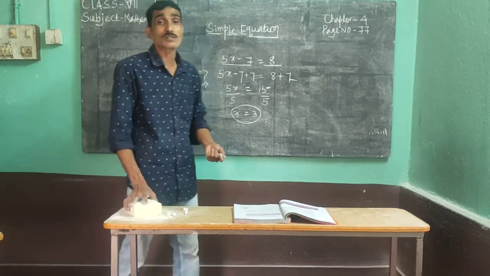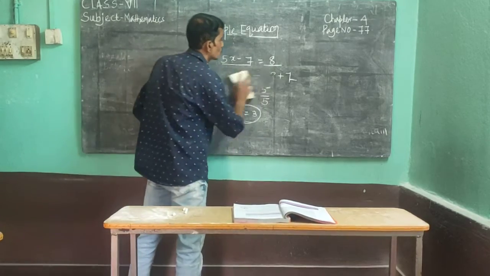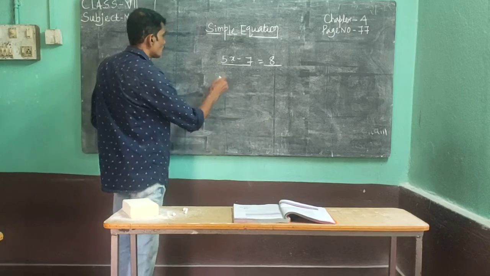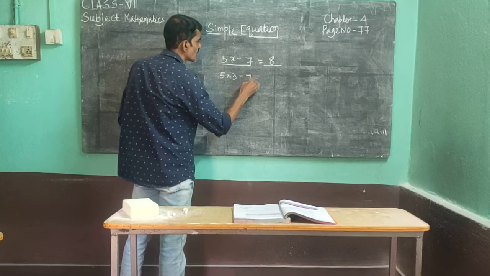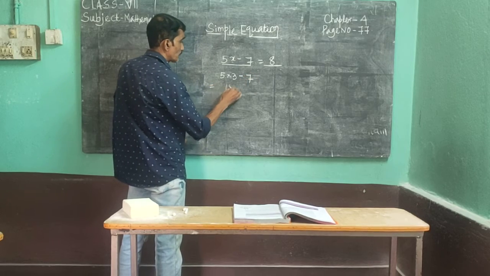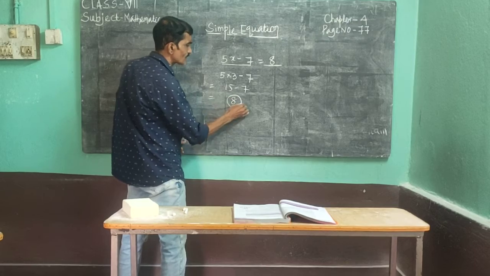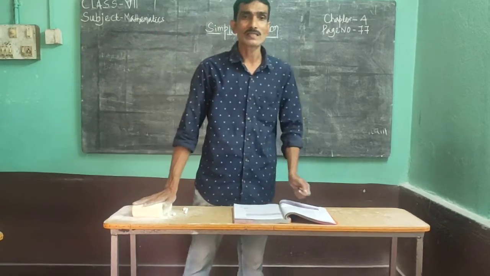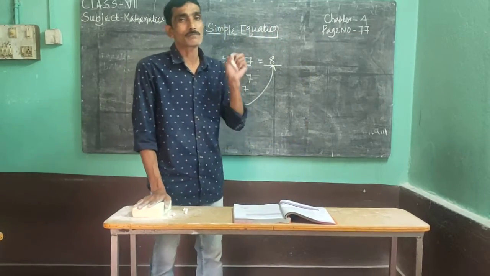Whether my answer is correct or not, I have to verify it. You remember the value of x I got was 3. So put the value, 5 multiplied by 3, and check. 15 minus 7 is 8. Yes, my LHS is equal to RHS. Therefore, I did it correctly and I am satisfied with the answer by verifying it.